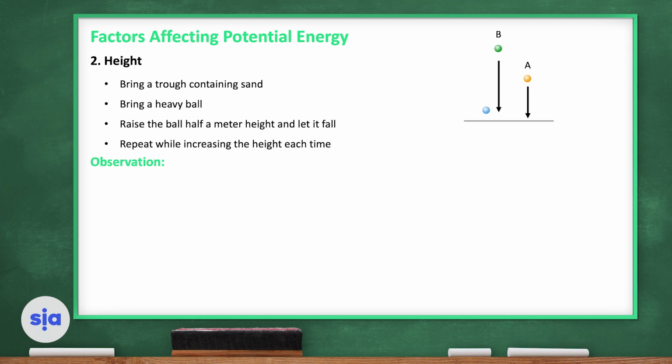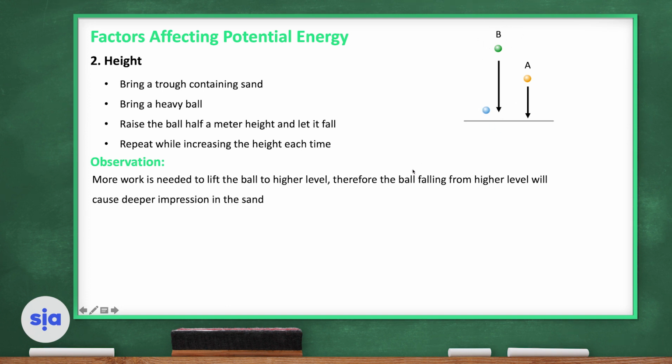What is your observation? So look at this picture. This ball is at height A and this ball is at height B. Which one will need more work to go down? The one with the small height or the one with the large height? Of course, the one with the large height. So, more work is needed to lift the ball to a higher level. Therefore, the ball falling from a higher level will cause a deeper impression in the sand.